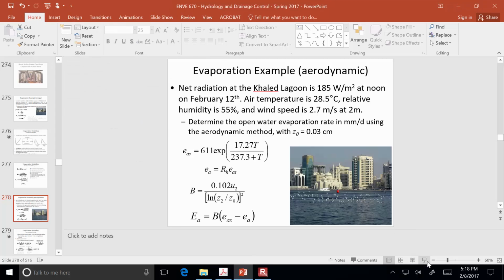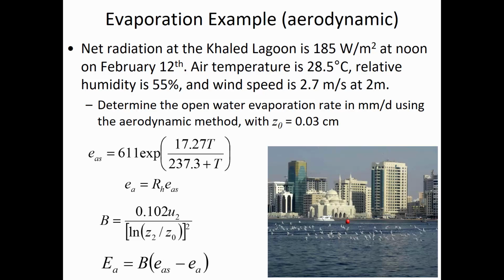I just wanted to point one thing out: when you're calculating the B, since you're doing a logarithm of ratios, the units of Z2 and Z naught have to be the same. You're given the Z naught in centimeters, and the Z2 is the elevation that the wind speed was measured at, 2 meters. So you'll need to either put the Z naught into meters or put the Z2 into centimeters to make sure there is units consistency in that ratio.